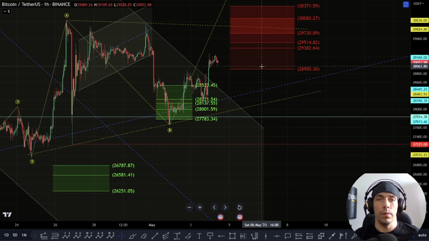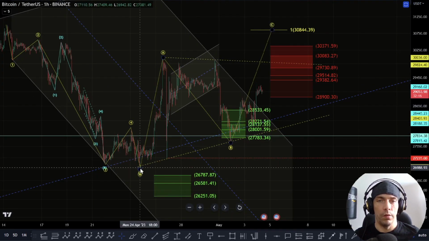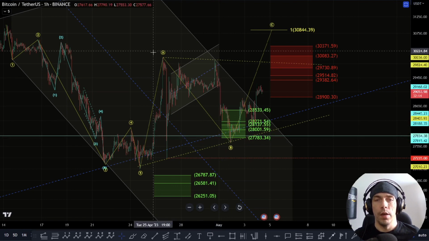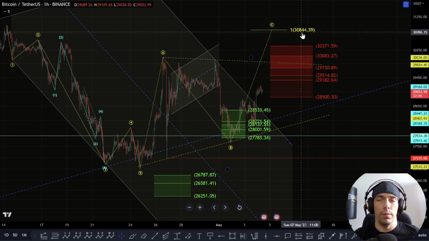Okay, so the other thing we talked about was the potential of looking at this rather in this way, where it came into this low. This is A, this is B, basically a zigzag pattern here. And then we're looking for a C wave to the upside. So that 1-to-1 would be this 30,844.